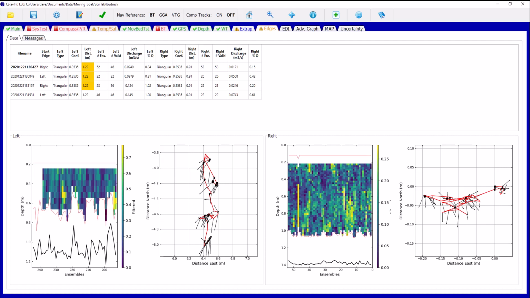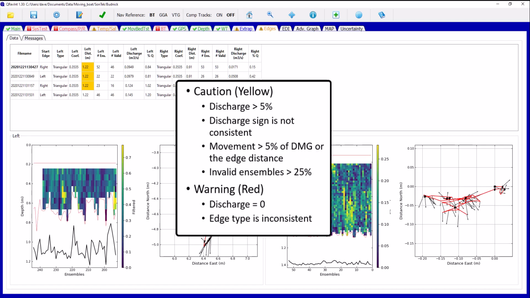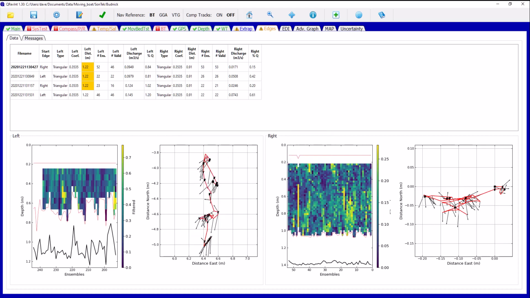to the edges. A caution is reported if the discharge in the edge is greater than 5% of the total discharge, if the edge discharge sign is not consistent, if the boat movement is greater than 5% of the distance made good or greater than the edge distance, if the invalid ensembles are greater than 25%. A warning alert is reported if the discharge is equal to 0 or the edge type is inconsistent.